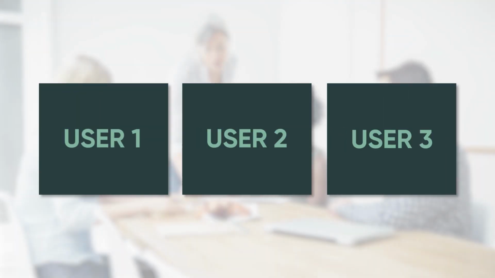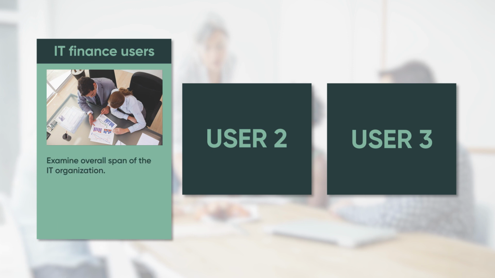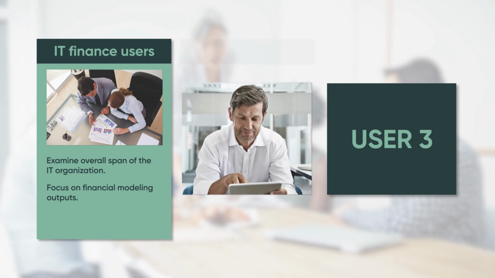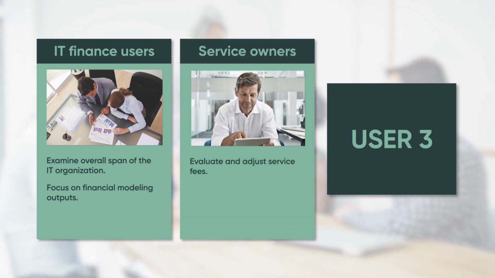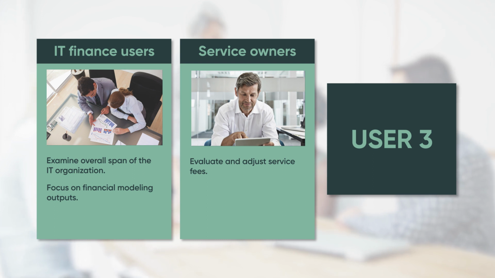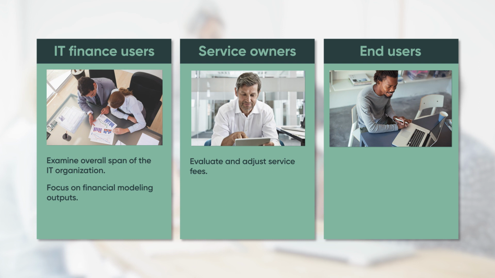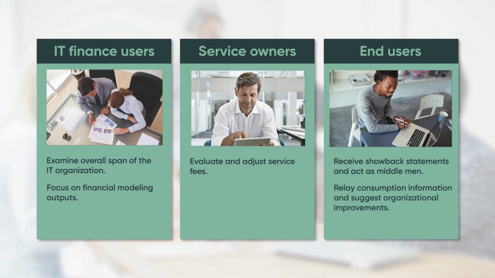Three types of users are part of the financial charging process. First, IT finance users look at the overall span of the IT organization and focus on financial modeling outputs. Second, service owners, who care about costs and the demand for their service, can evaluate and adjust service fees with this information. Finally, end users like business unit owners receive Showback statements and act as middlemen to relay consumption information and improvement suggestions to the organization.